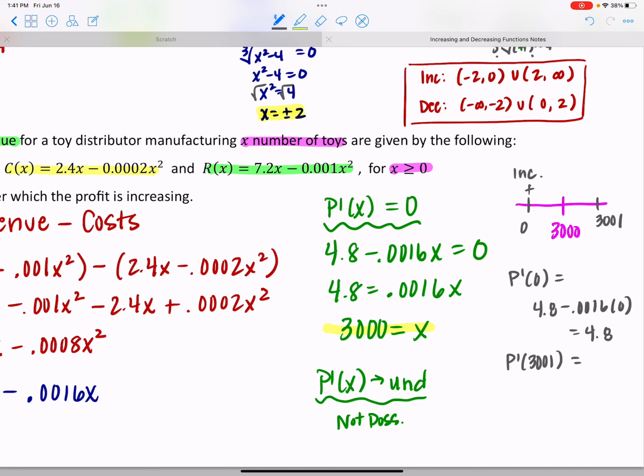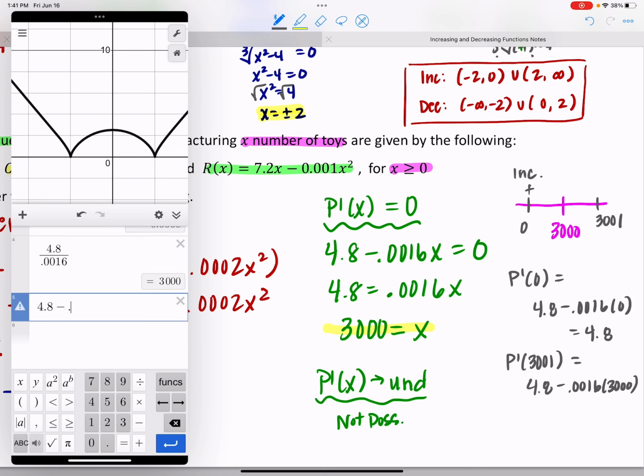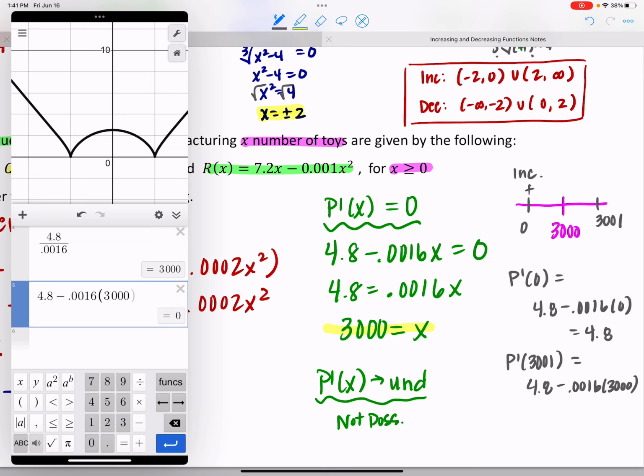It's going to be negative, I can already tell, but let's use the calculator. So we're going to have 4.8 minus 0.0016 times 3,001. Sorry, not 3,000, 3,001. We get negative 0.0016. Again, it doesn't really matter, it just matters that it's negative, because that tells us that we're decreasing there.